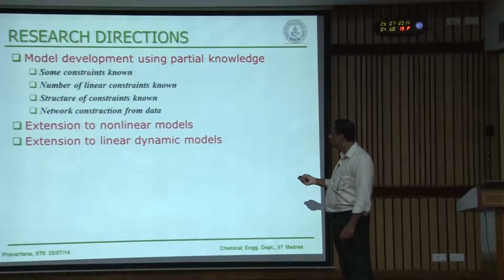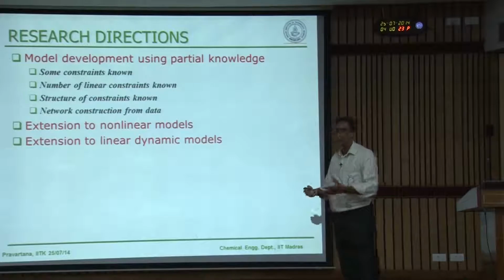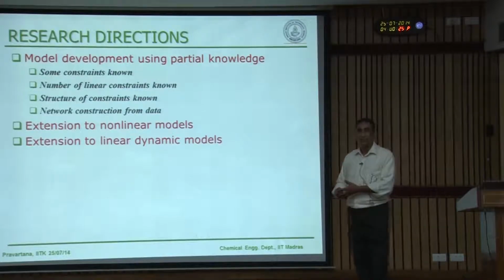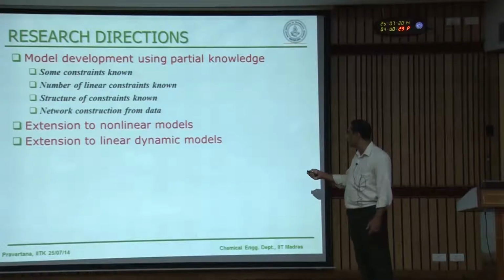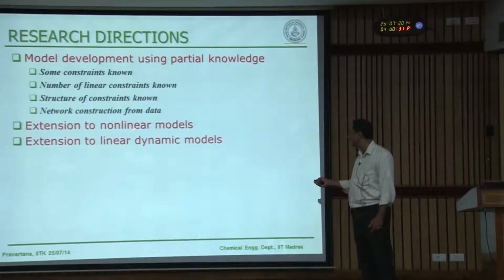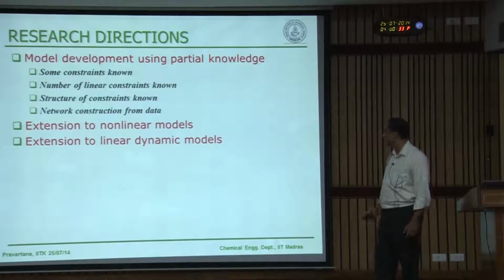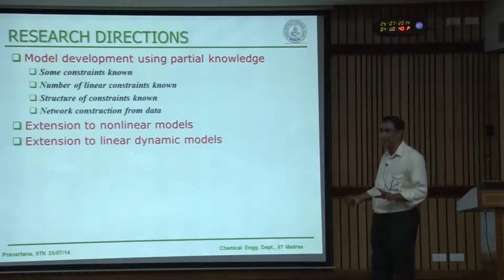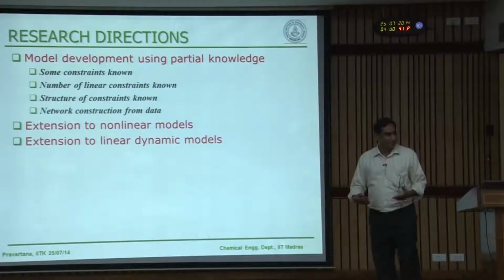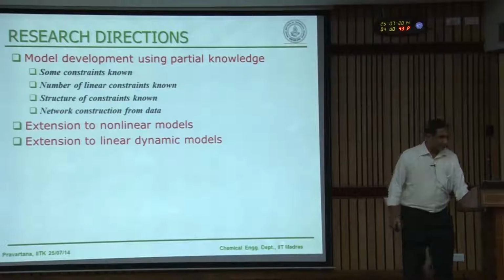So knowing some of the constraints, or knowing the structure of the constraints, can I construct the model from data? These are interesting questions that you can ask, which have some practical utility also. So this is the direction in which we are actually making some modification to the method. We are also doing the same thing analogously. Can we do this for nonlinear models? Static first, and then to nonlinear dynamic models. So those are 2 directions in which we are moving as far as these extensions of these methods are concerned.